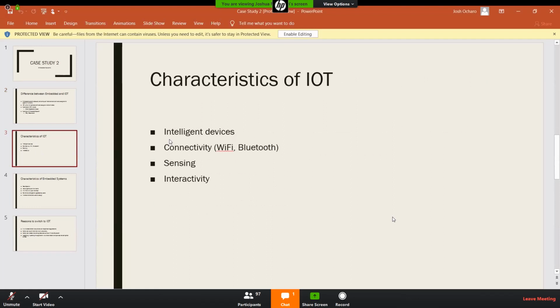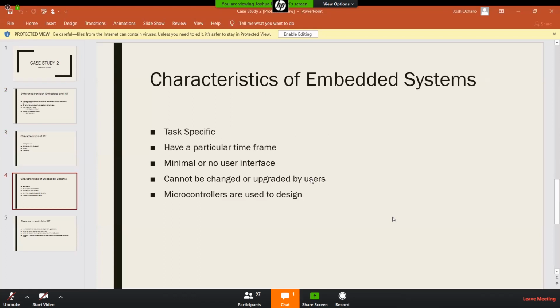I'm fine. So I'm going to go through the characteristics of the IoT and embedded systems. I'm going to start with embedded systems. For embedded systems, we saw the following characteristics were very similar in most of them. Embedded systems are task specific, like let's say your system wants to measure some temperature or perform some particular task. So that is one characteristic.